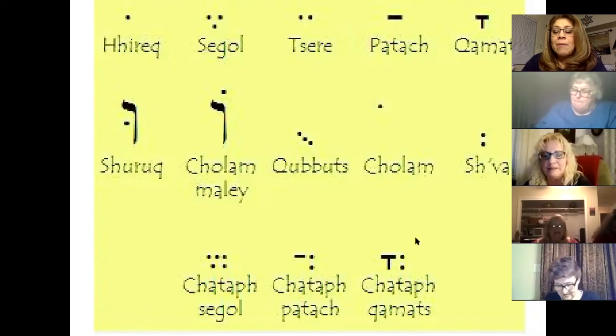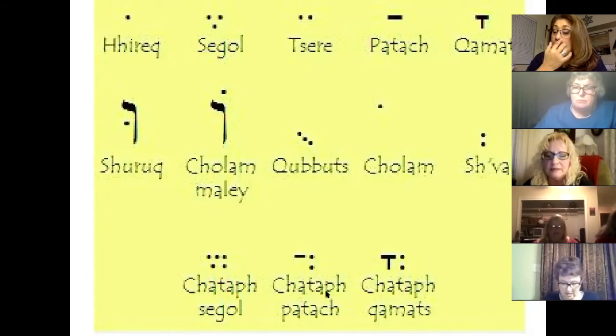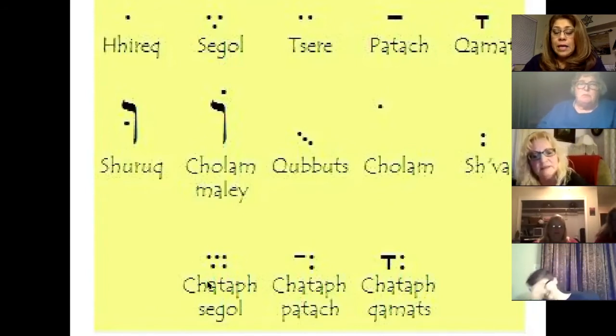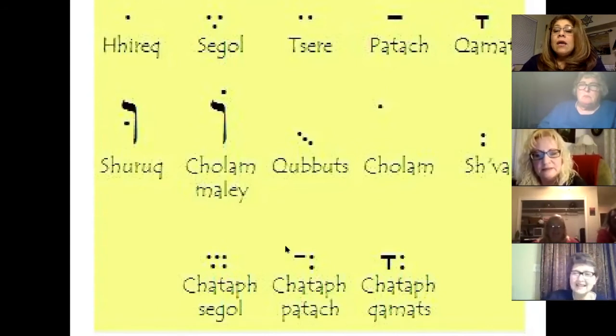Okay. Kamats katan, the ah sound, as in kamats and patach, father. Patach katan, also the ah sound. Segol katan, now this is the eh sound. I'm going to say this again: there are four vowels for the ah sound. That's just it. You just need to know the sounds and the symbols. I'm not going to answer why right now.